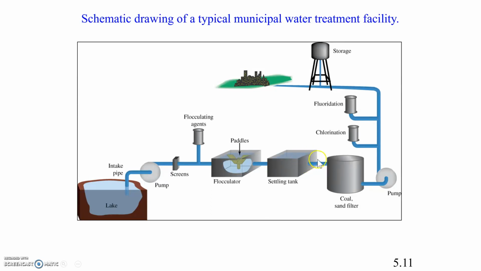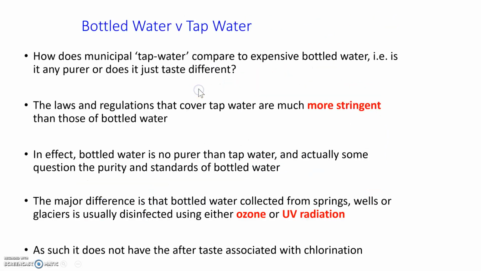The water then is passed through a filter. This filter usually consists of coal and sand. And then it is pumped. First, it is chlorinated as a disinfectant. Sometimes fluoride is also added to the water at this point. And then it is pumped into a storage facility before it enters your house.